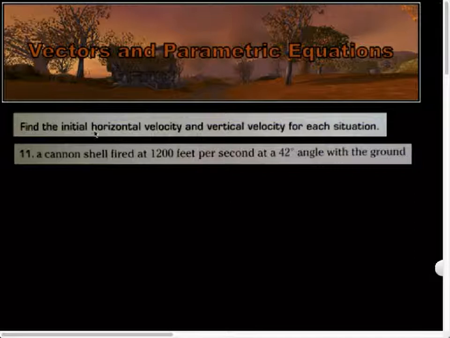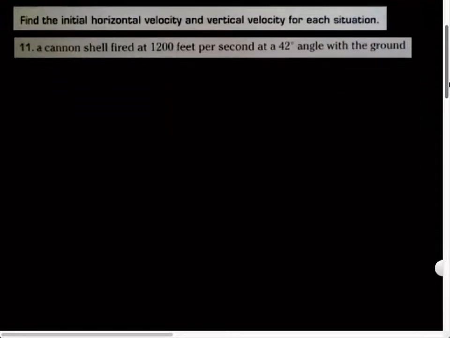It says, find the initial horizontal velocity and vertical velocity for each situation. So a cannon shell fired at 1,200 feet per second at an angle of 42 degrees. So here's my 42-degree angle. That's a little larger than 42 by the looks of it. And the initial velocity is 1,200 feet per second, right?